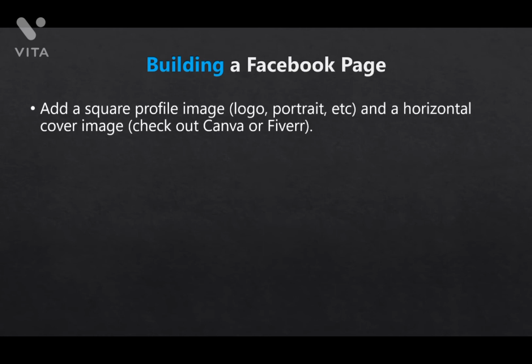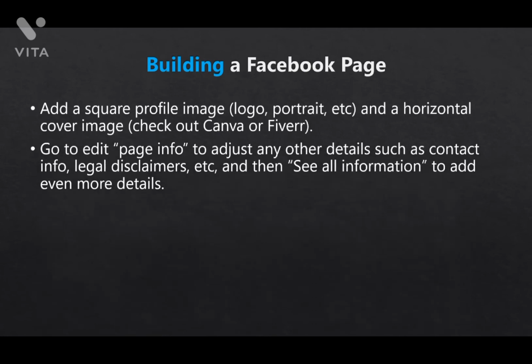Next, go to Edit Your Page Info to adjust your page details. Here you can add categories, descriptions, contact info, location, legal disclaimers, and so on. Then, go to See All Information and see if there's anything else you want to add, such as awards, privacy policy, and so on. Finally, you'll want to add a call to action button to the top of your page.